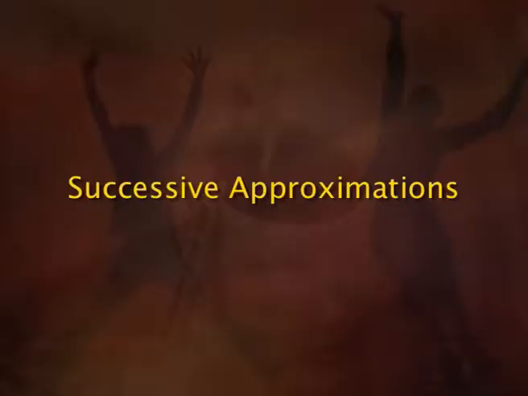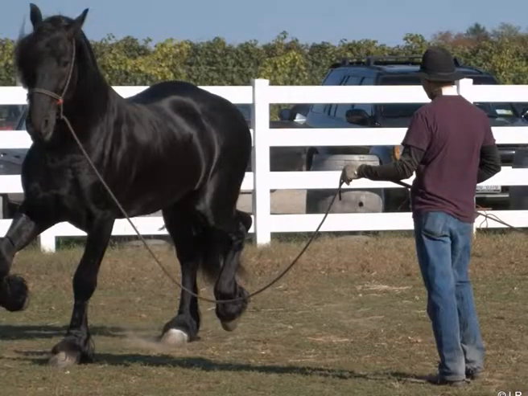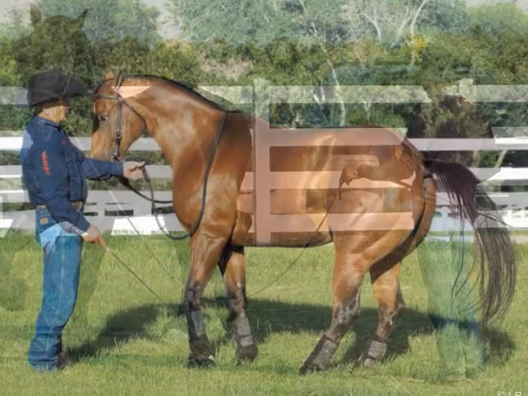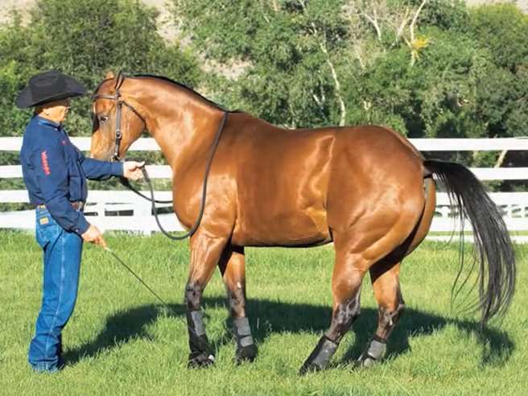And coming to successive approximations, they are increasingly accurate approximations of a response desired by a trainer. For example, if a trainer wants a horse to participate in a horse race, how will he train a horse to participate in that particular race?